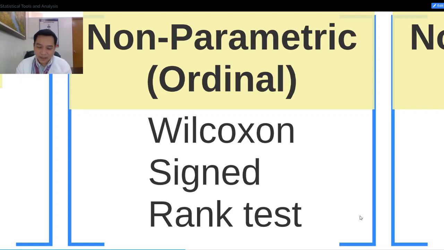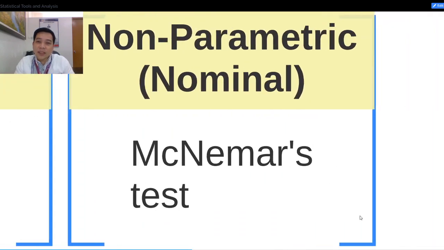Okay? And then, what if, sir, my data or my scale or level of measurement are not ordinal, but instead nominal data? Then you will still be using non-parametric, but instead of the Wilcoxon, for nominal data, you will need to use the McNemar's test. McNemar's test. So again, let's go on.